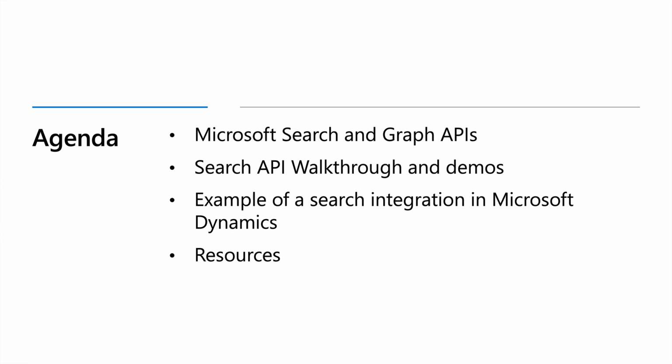So today I will be talking about Microsoft Search and the Graph API to give some context and explain what we can see in the experience and what is exposed in the API programmatically. Then I will spend some time walking you through the API shape, how it looks, and a bunch of demos. And finally, we will look together at an example of an integration in a Microsoft product, Microsoft Dynamics Knowledge Management, and how they leverage the Search API to search content in M365.